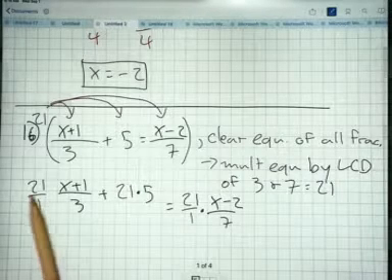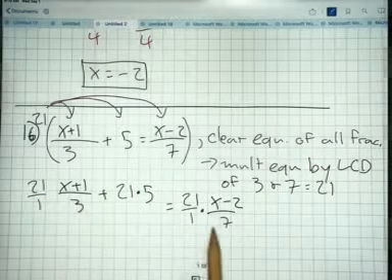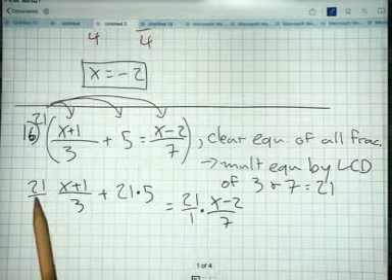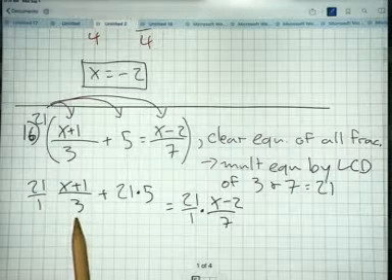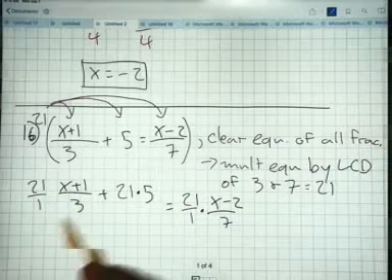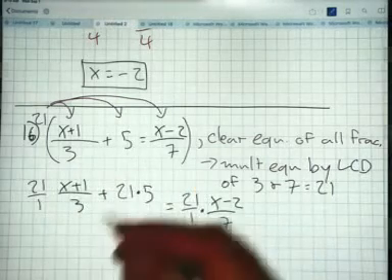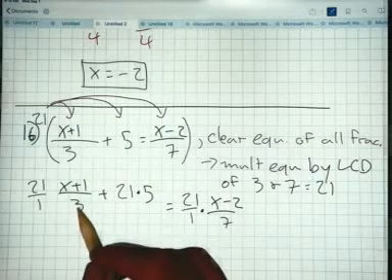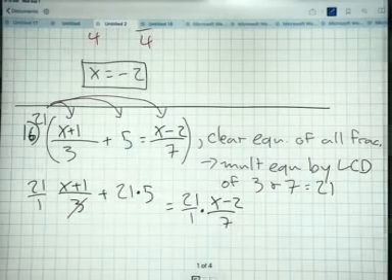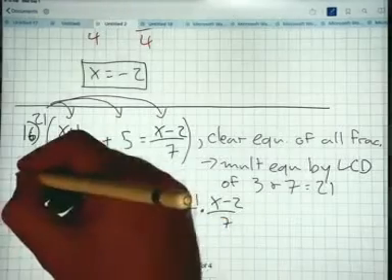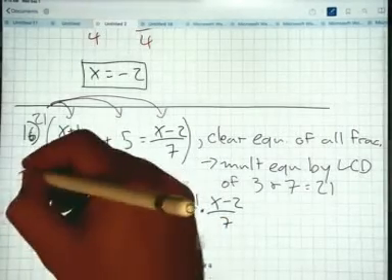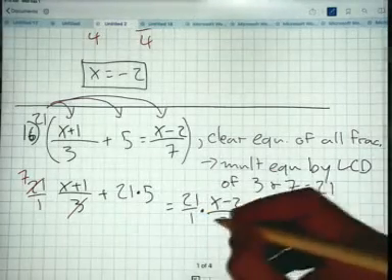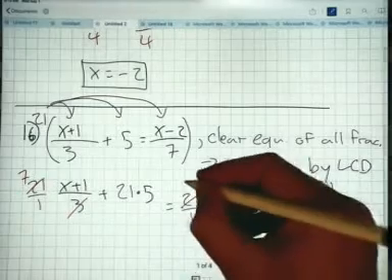Because we're multiplying by a multiple of both 3 and 7 across the equation, the 21 up here can be divided by your denominator. So 21 divided by 3 is 7. Or you could say, well, what goes into both 21 and 3? 3 does. So 3 divided by 3 is 1, so we'll just cancel it out. 21 divided by 3 is 7. And then over here, the 21 gets divided by 7. 21 divided by 7 is 3.